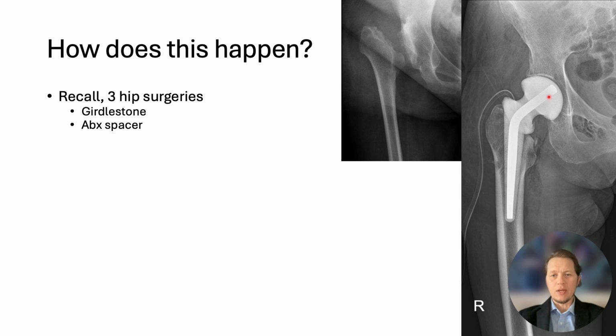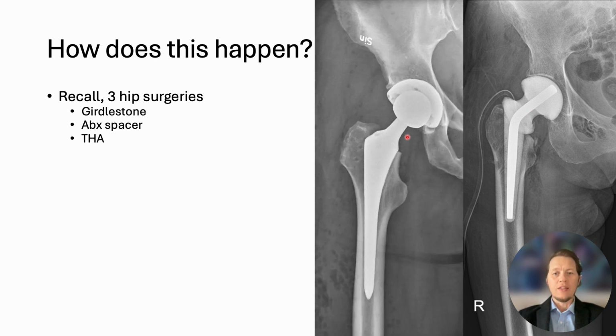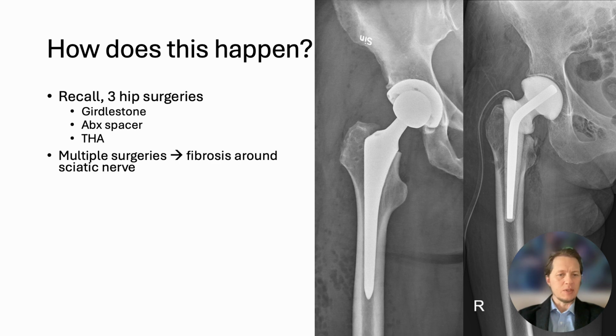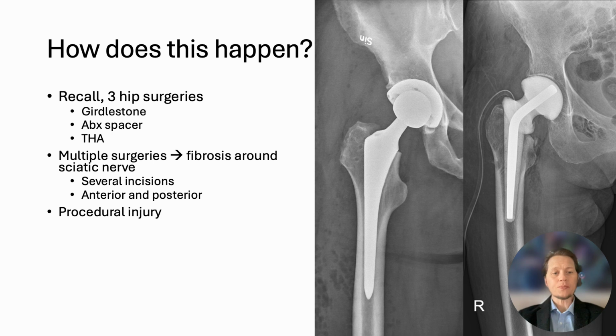Then got the antibiotic spacer, which is right here. Kind of looks like a total hip, but not exactly. And then finally got the real formal hip replacement surgery. When you think of all those surgeries and all that scar tissue, there's got to be some degree of scar tissue around the sciatic nerve in that hip. There were several incisions, anterior and posterior. So the hip area was just a mess with scar tissue.